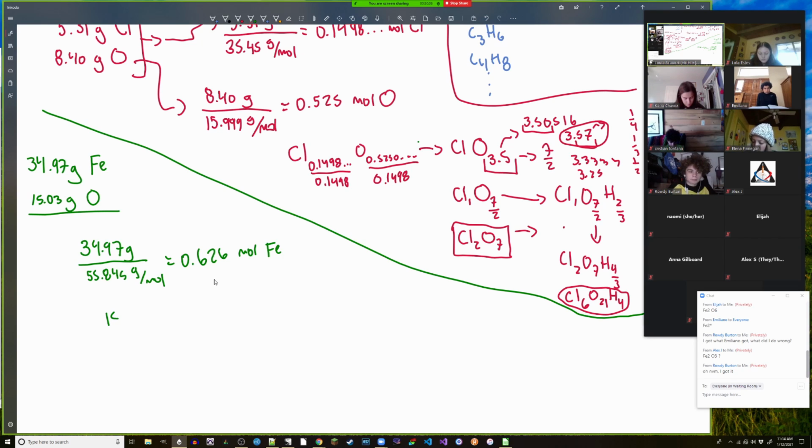And then for oxygen, 15.03 grams of oxygen. Its molar mass, I remember because we've done it before: 15.999 grams per mole. For some reason, when I do one of these a lot, like we've done oxygen a lot, I just tend to remember that number. It just sticks in my head for no good reason. I think it's the best way to memorize things, just by using them a ton. 0.939.